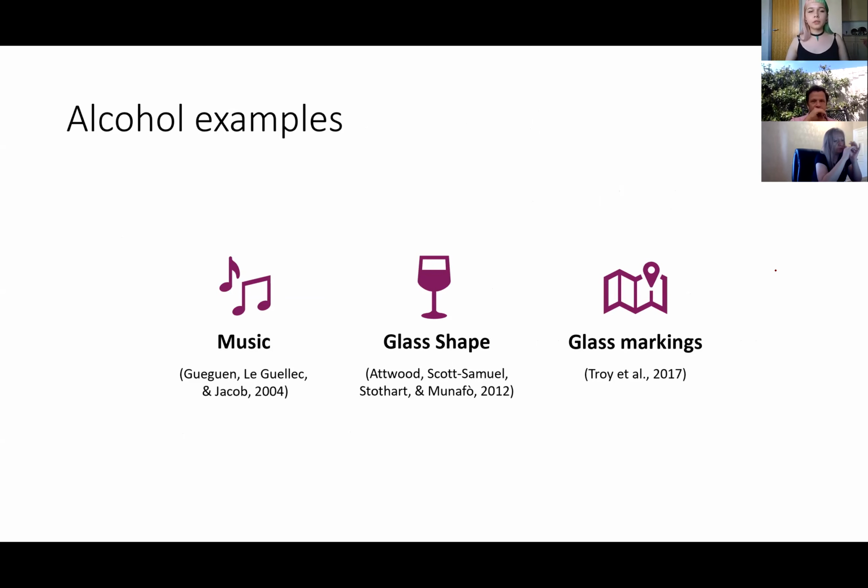For example, you can change the music within a bar to reduce alcohol consumption. There is evidence that louder music is associated with increased drinking rates, and maybe introducing some sort of threshold in bars, like a music volume threshold, would lead to the overall reduction of alcohol consumption.